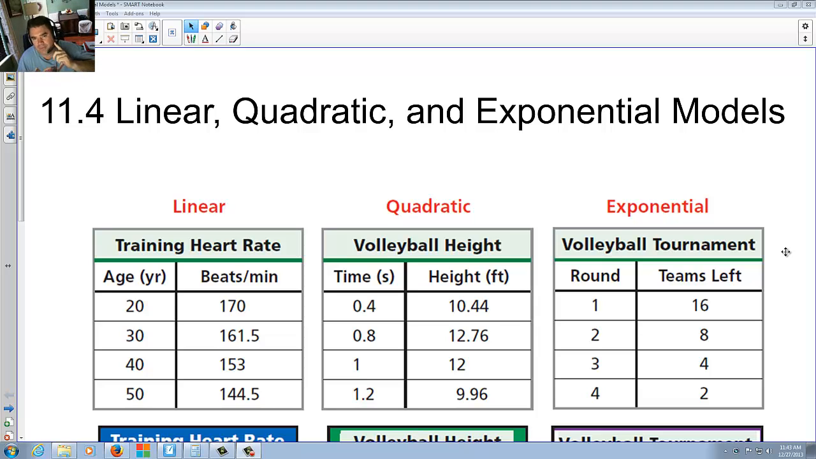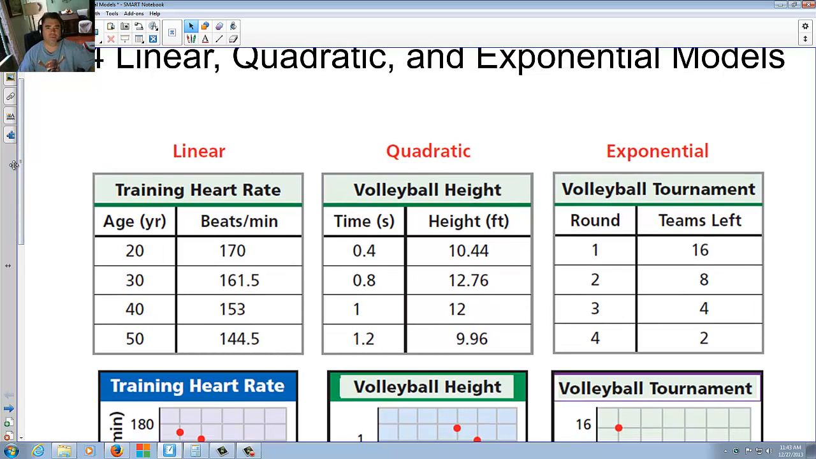Today, 11.4, linear, quadratic, and exponential models. Simply put, what's the difference between the three? Well, a linear equation, remember, is like a straight line. Now, it can go in any direction, but that is a linear equation.